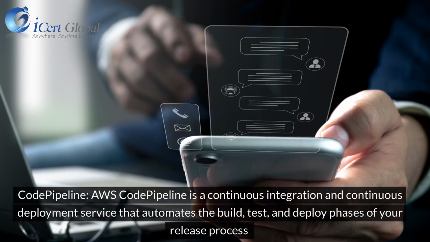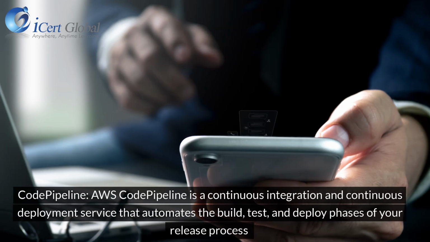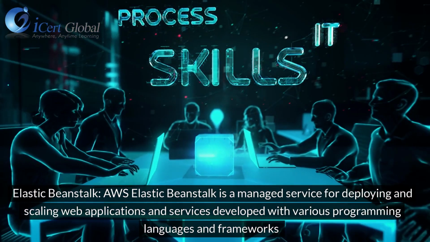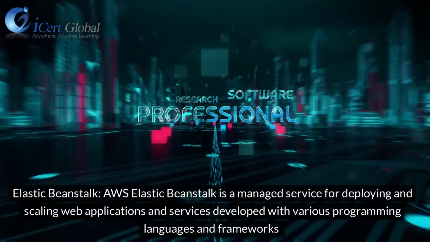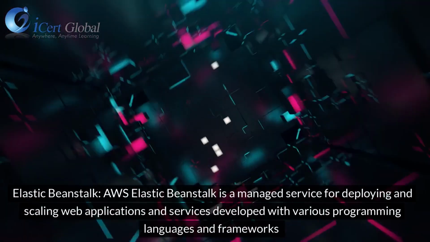Code Pipeline. AWS Code Pipeline is a continuous integration and continuous deployment service that automates the build, test, and deploy phases of your release process. Elastic Beanstalk. AWS Elastic Beanstalk is a managed service for deploying and scaling web applications and services developed with various programming languages and frameworks.